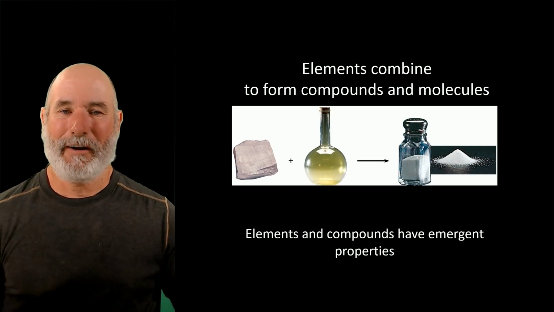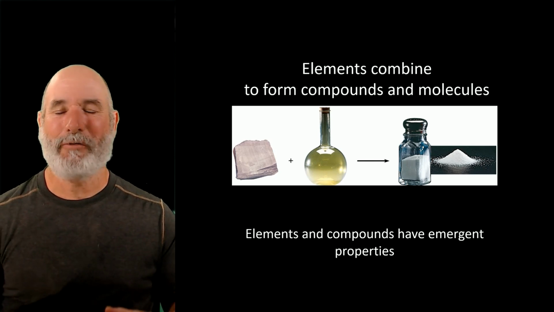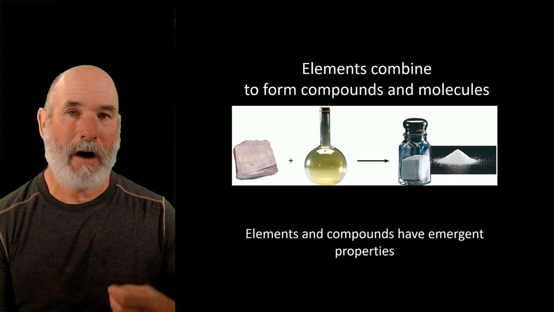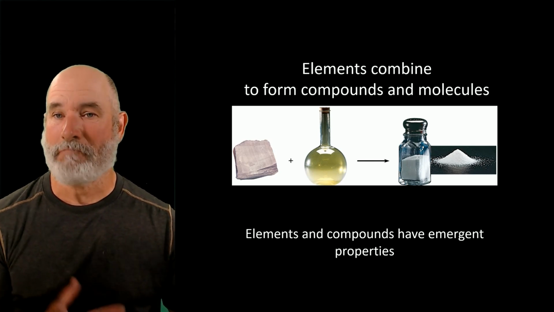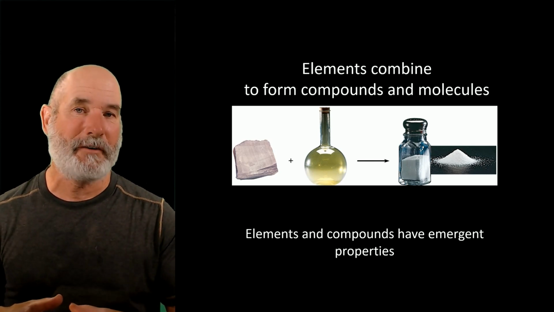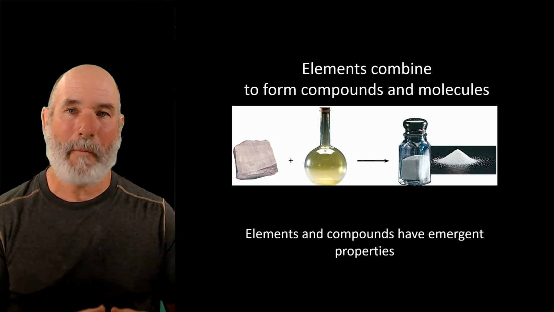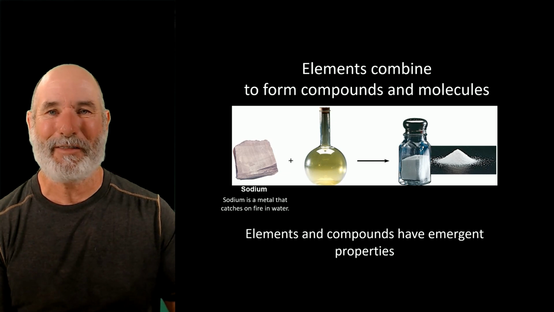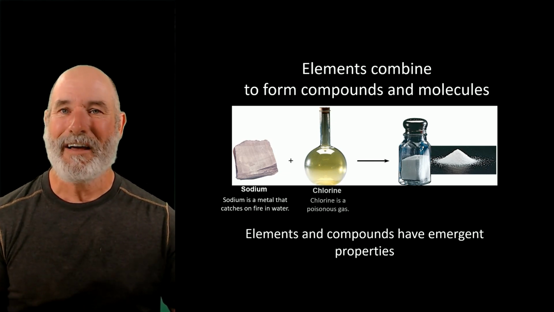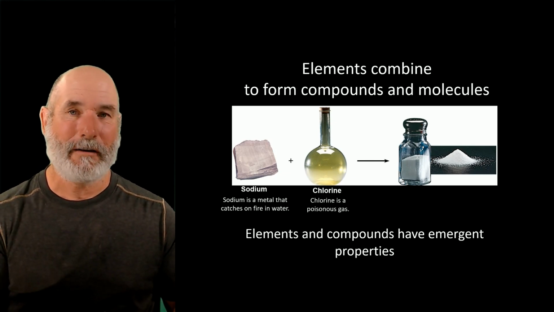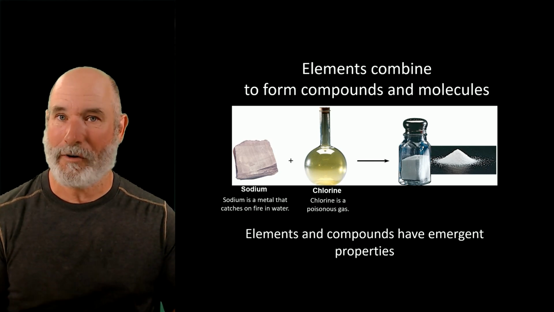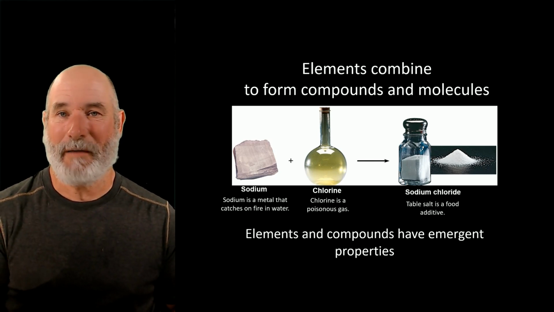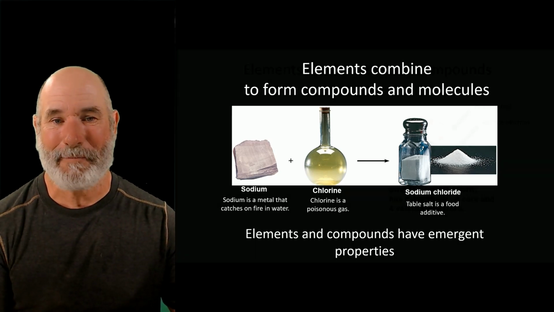Okay, so here it is. Elements, they're going to combine to form these compounds and molecules. So a compound or a molecule actually has emergent properties. Remember, we go back to a previous lesson. They're going to have properties different from the elements that combine them. So take sodium. This is a metal that catches on fire in water. You combine that with chlorine, yes, a toxic gas. You do not want to breathe it. You put them together, they form an ionic bond, and you get table salt, known as sodium chloride.